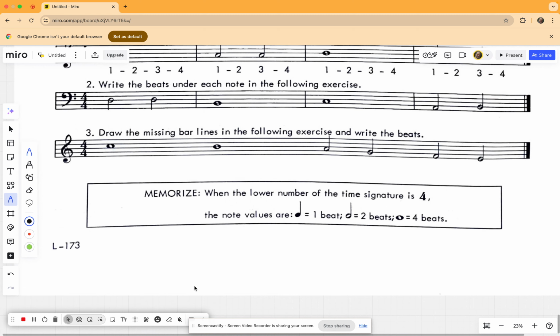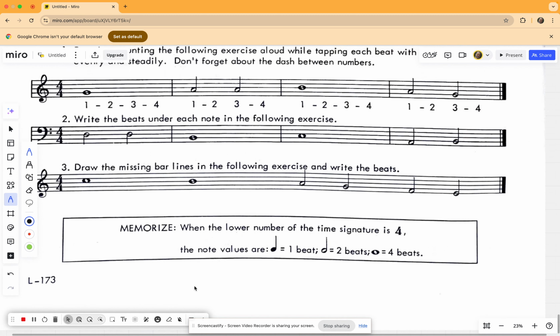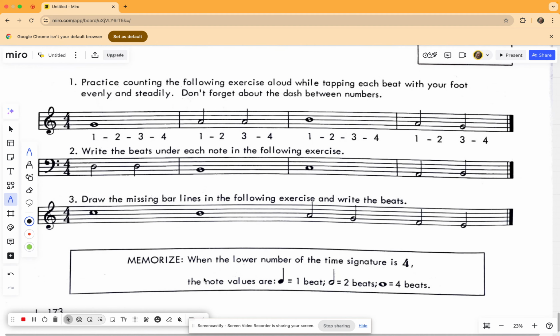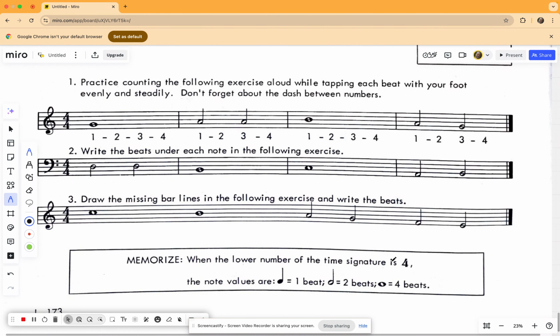This gets a little tricky, but look down at the bottom each time for a quick little guide. When the lower number of the time signature is 4, the note values are: quarter note equals 1 beat, half note equals 2 beats, and a whole note equals 4 beats. So there are your rules for how to complete this.